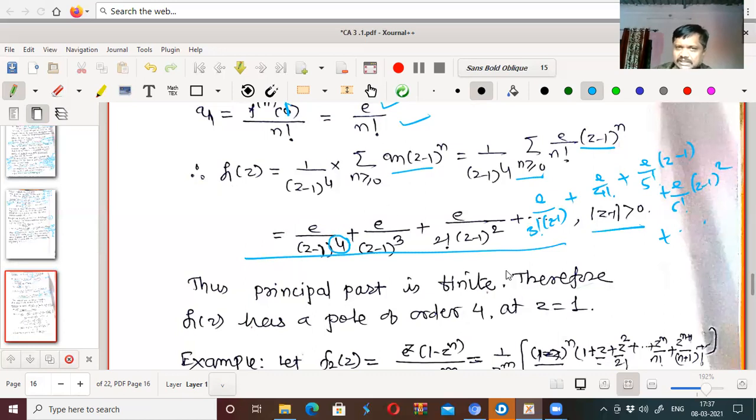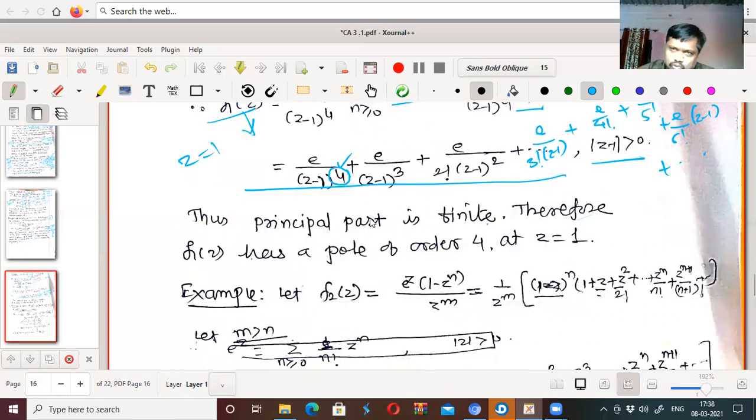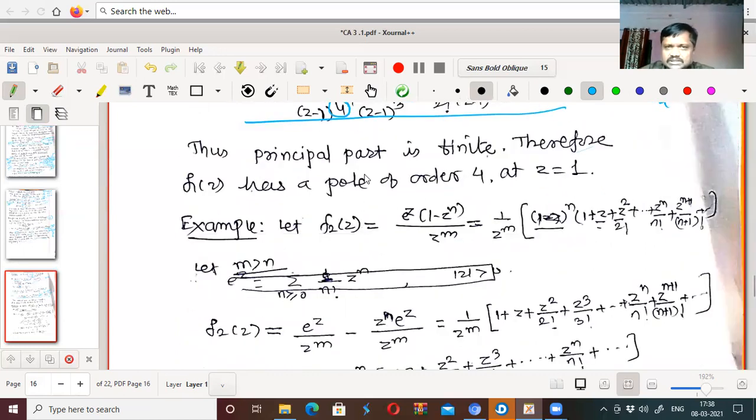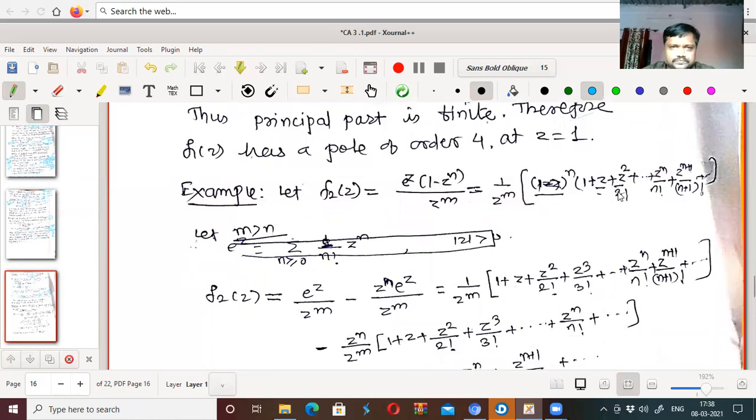This expansion has a finite principal part in the Laurent series expansion about z equal to 1, in which the highest power of z minus 1 in the denominator is 4, and therefore we can say that this function has a pole of order 4 at z equal to 1. Thus, the principal part is finite, therefore f1(z) has a pole of order 4 at z equal to 1.